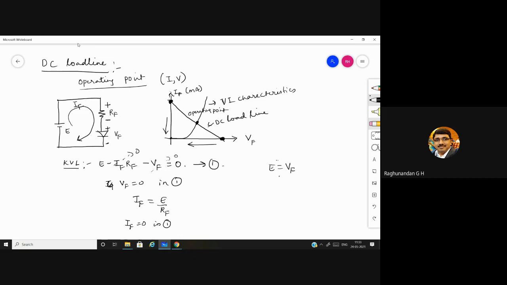That means the diode forward voltage can be maximum of the battery voltage. So by knowing this, we'll plot the point. Now after that, we'll join this, and this curve we have already obtained by the characteristics of the diode. The point where both of them meet is known as the operating point. That gives you the operating level of the diode.